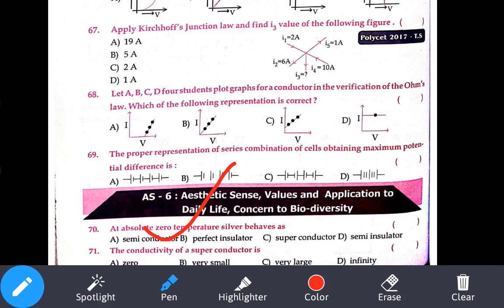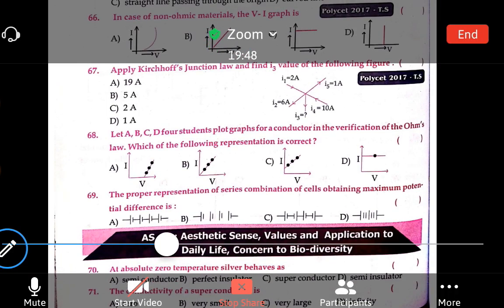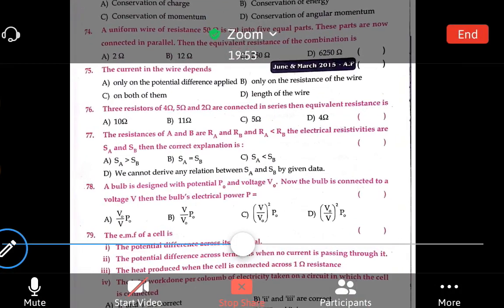Conductivity means what? Reverse of resistivity is called conductivity. At zero temperature, no resistance means it is like a superconductor. So conductivity will be very large, so we can say it as infinite. Option number D is our answer. So that page is over. 71 questions over. Let's see the next one.